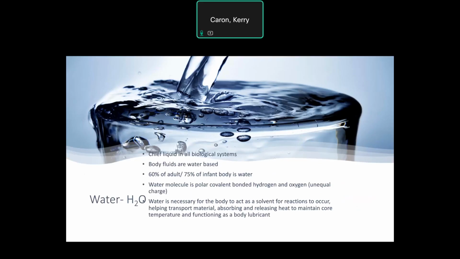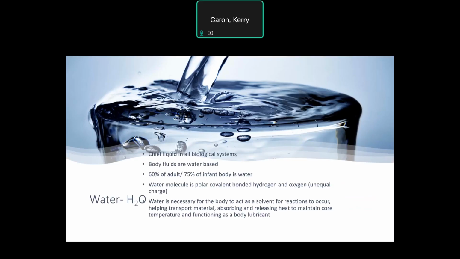Okay, all of that to say, the important reason you need to know that is because of water. Water being the chief liquid in all biological systems, every body fluid is water-based. 60% of an adult is water. 75% of an infant's body is water. Water is polar, it's covalent, it's hydrogen and oxygen with an unequal sharing.